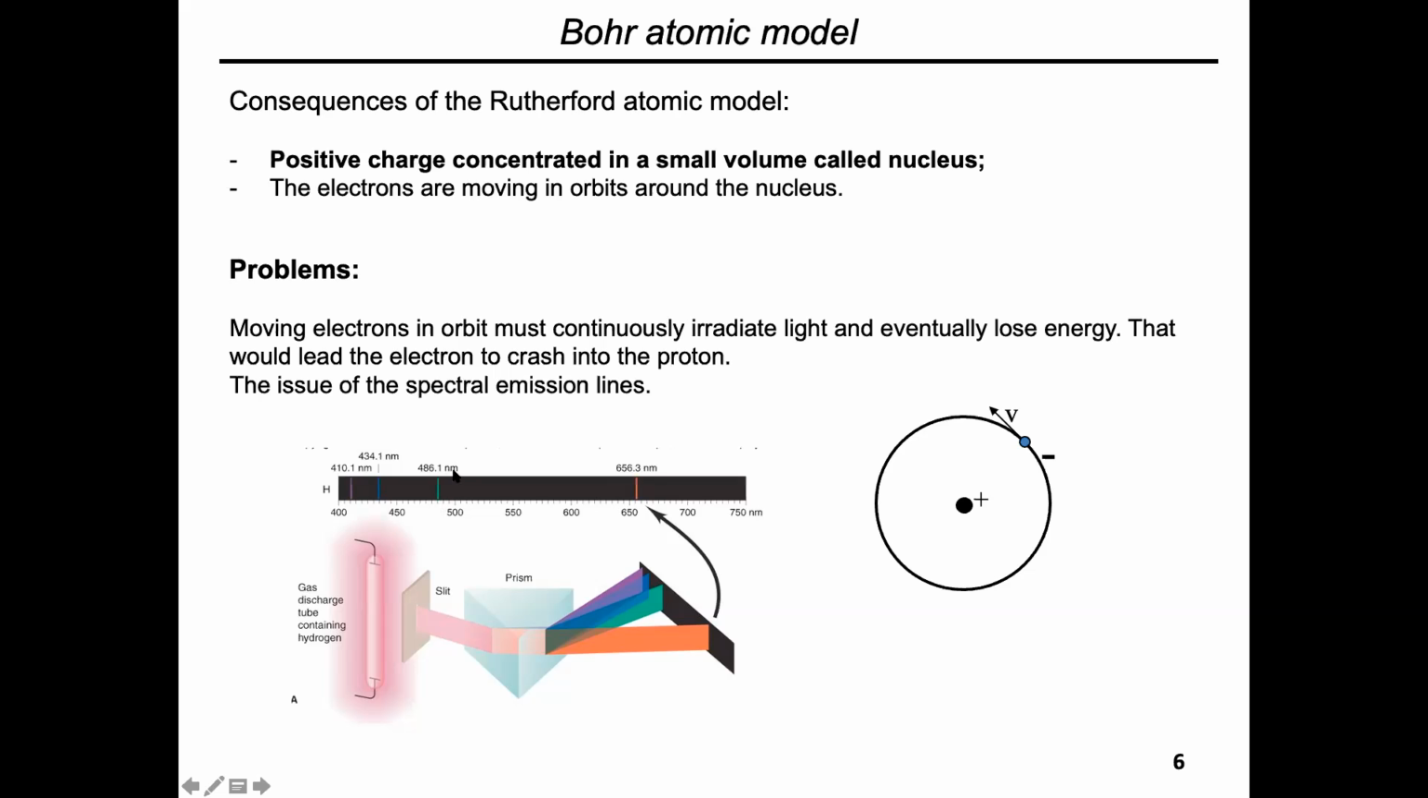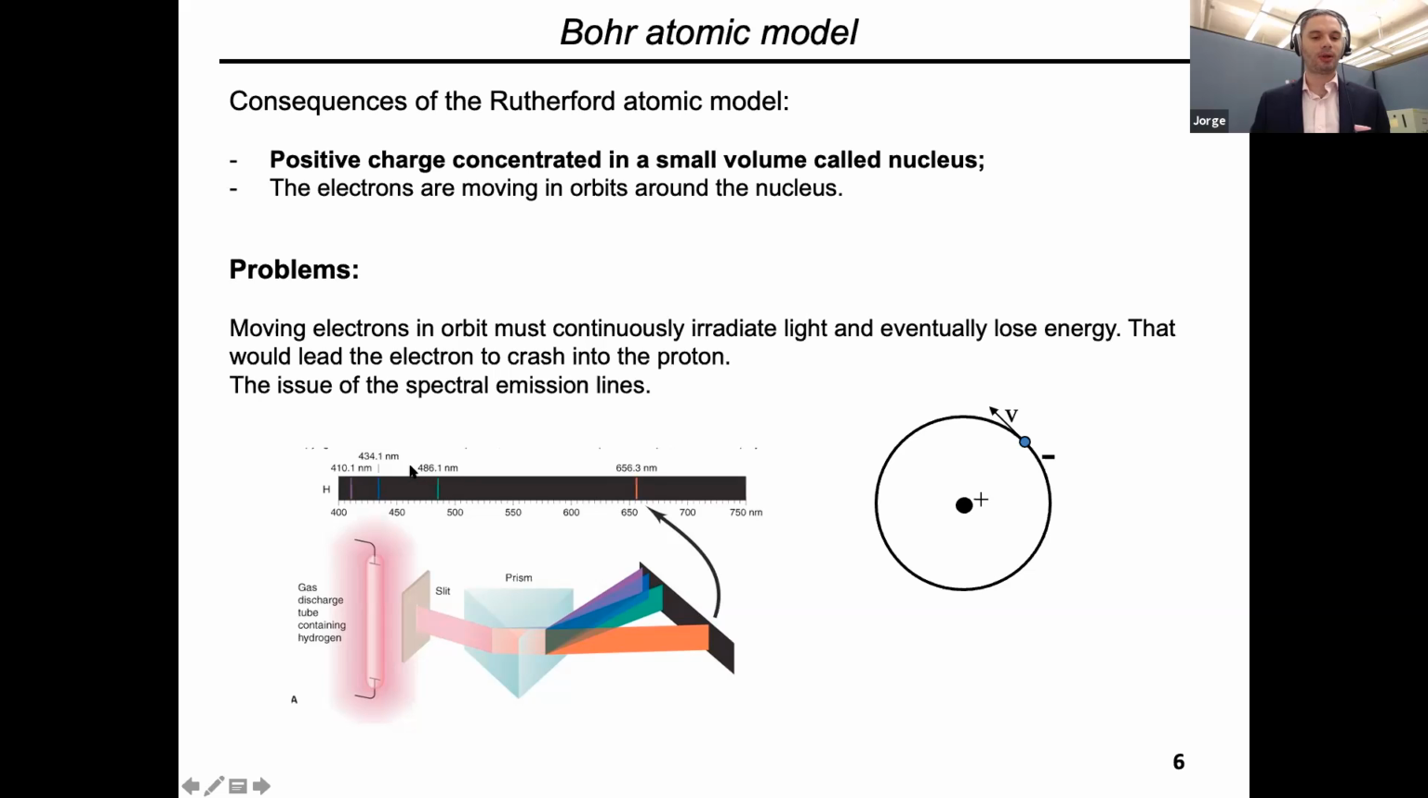Then we have a second emission in the green, a third emission in the blue, and a fourth emission in the violet, very close to the UV. How can we explain that hydrogen emits lines, emits very well-defined wavelengths, therefore very well-defined energy?